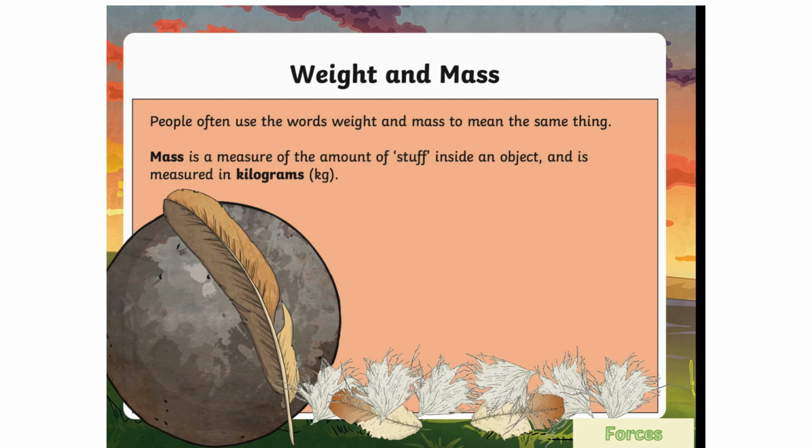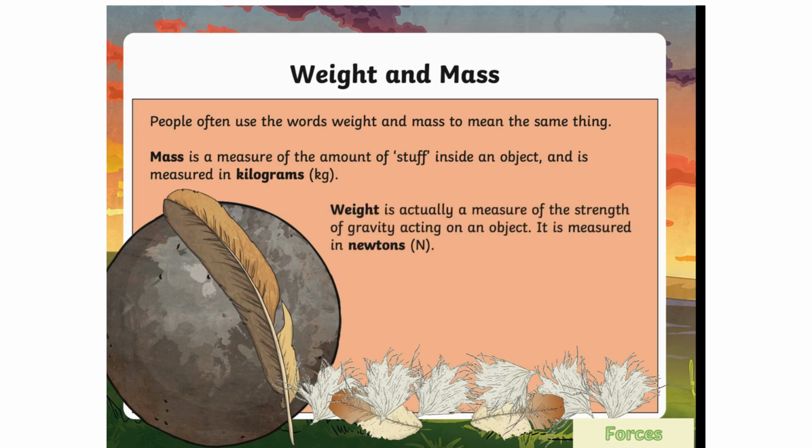Mass is a measure of the amount of stuff inside an object and is measured in kilograms, right? So if you have a bag with apples in it, the mass is the weight of just those apples, not the grams of the bag that is being contributed. This is what they mean in simple words, okay? So my unit for mass is also kilograms.